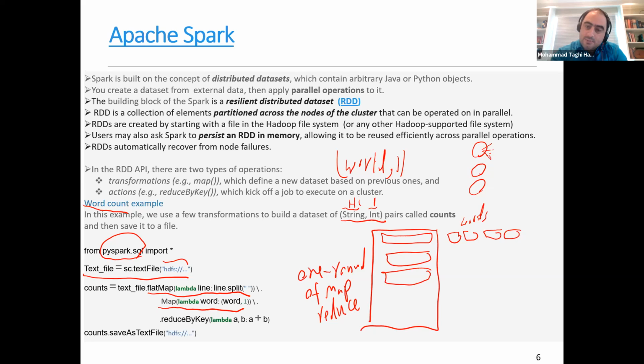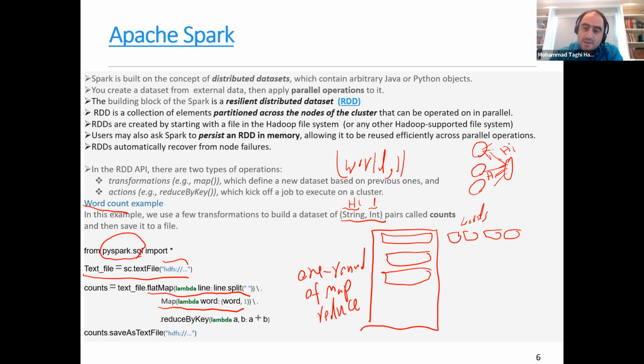Now, this is the reduce part. What does the reduce part do? Again, several words may go to one computer. This load balancing will happen. But when you do the reduce, all of the messages that have the same key will go to one computer. So you can think that each computer processes several of these words, and each computer gets all the hi messages that have been generated by different computers, maybe through this one, maybe through this one.